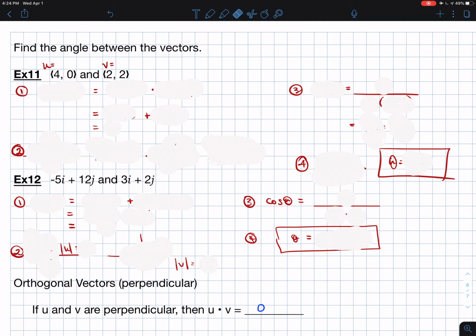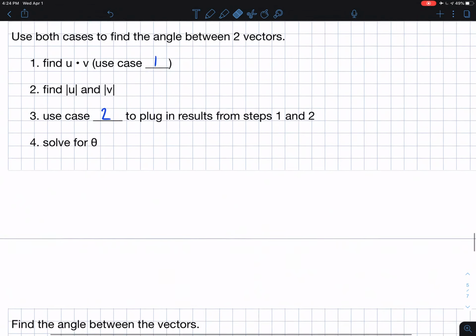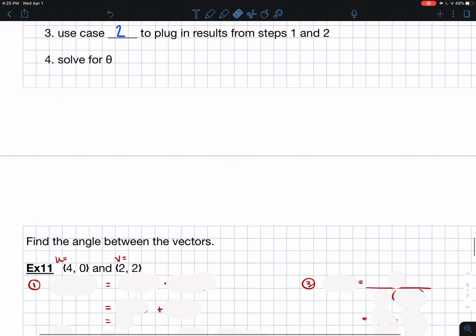But I want to go through the work with you on an easy question, so that on something more challenging like number 12, when I can't do the same thing, I can go through the math and I'm comfortable with the math. All right, so remember there's a 4-step process. For step 1, we need to find u dot v.